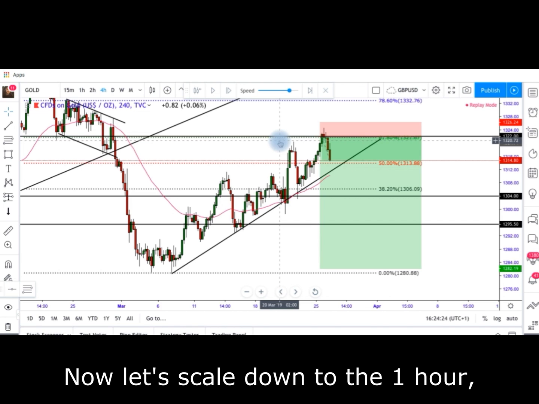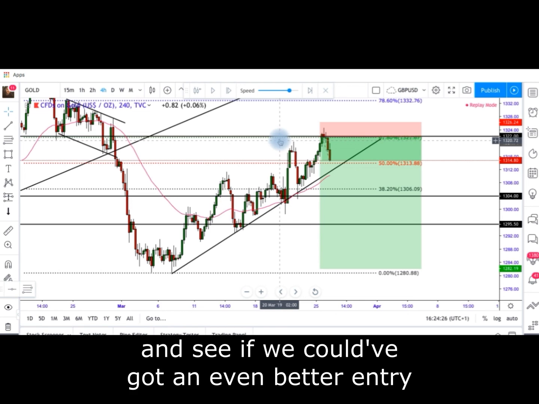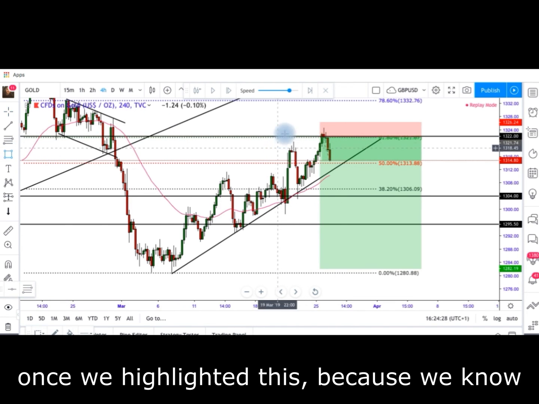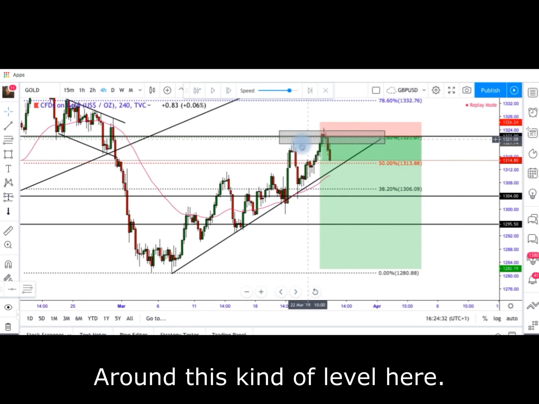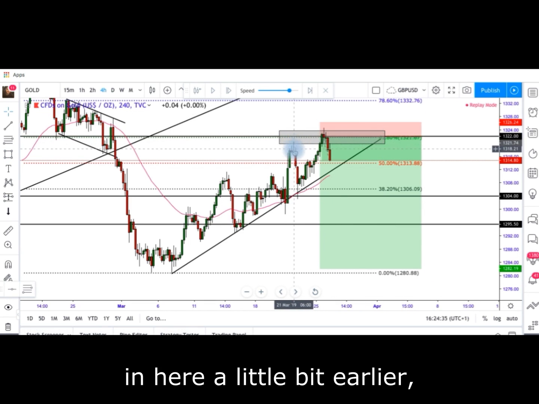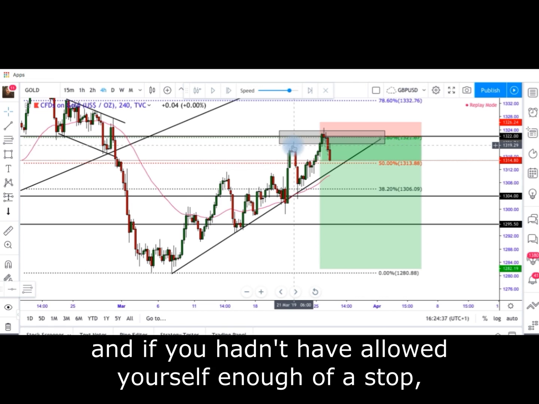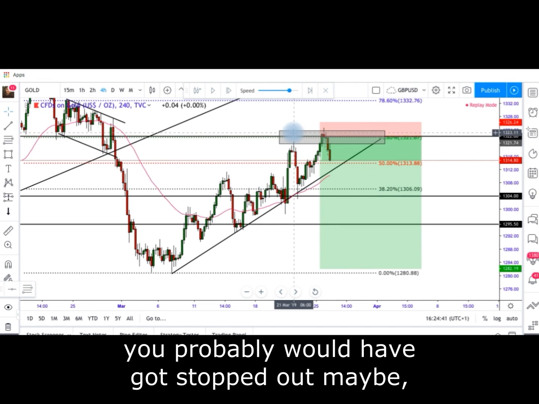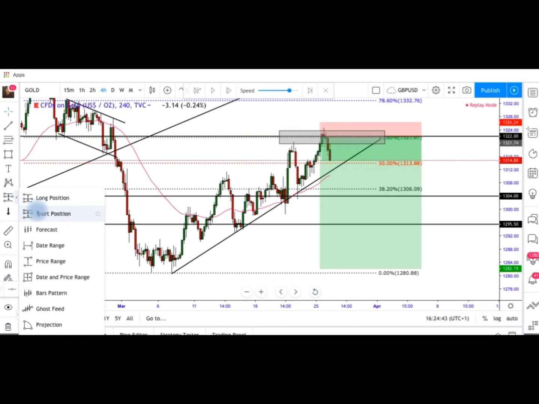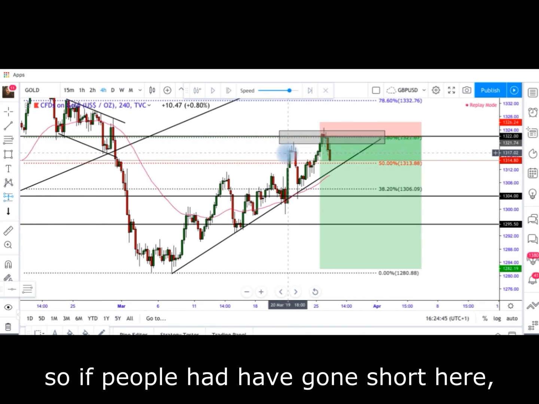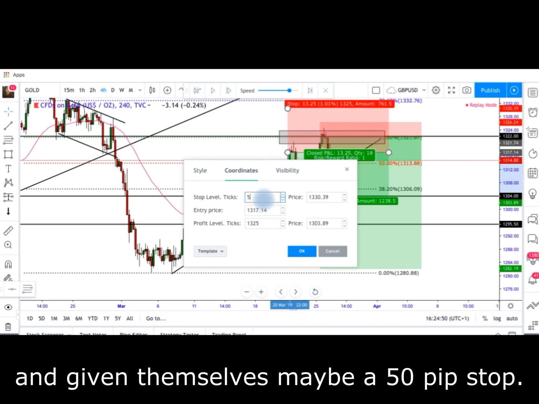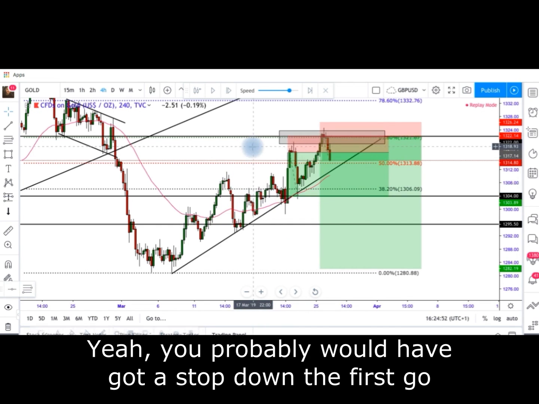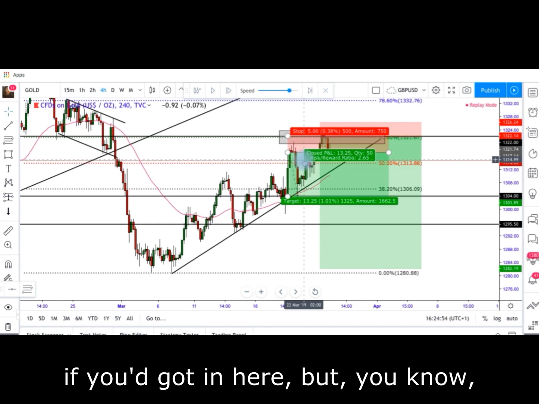Now, let's scale down to the 1 hour and see if we could have got an even better entry once we'd highlighted this, because we know that this is our highlighted area of interest, around this kind of level here. Now, once we approach, some people could have got in here a little bit earlier. And if you hadn't allowed yourself enough of a stop, you probably would have got stopped out. Let's have a quick look. So people could have gone short here and given themselves maybe a 50 pip stop. Yeah, you probably would have got stopped out the first go if you'd got in here.